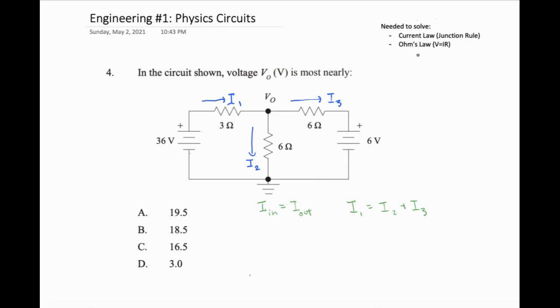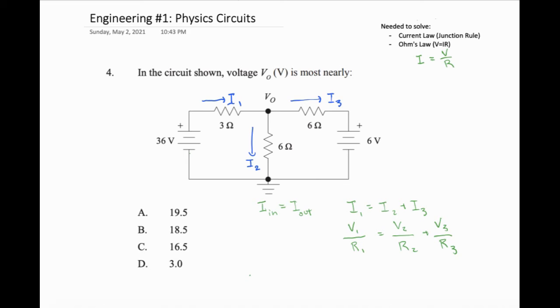And from here we can rewrite Ohm's law to get I equals V over R and replace each current with its equivalent in terms of voltage and resistance. So this will tell us that voltage 1 over resistance 1 equals voltage 2 over resistance 2, and so on. And now since we're trying to solve for voltage O here, we can rewrite each voltage here in terms of voltage O, and the resistances are actually already given.